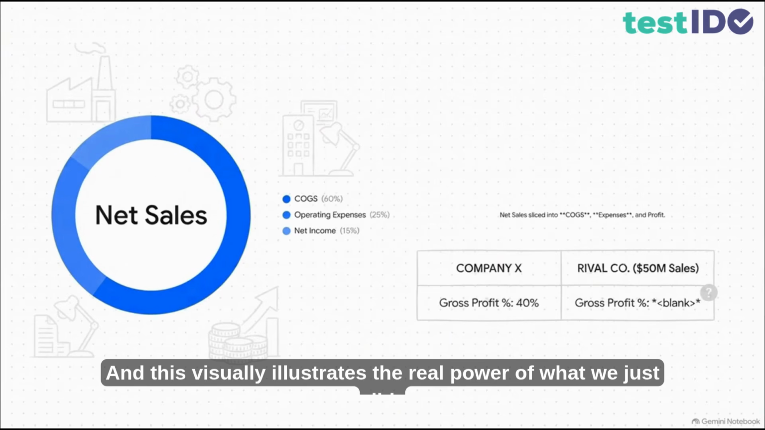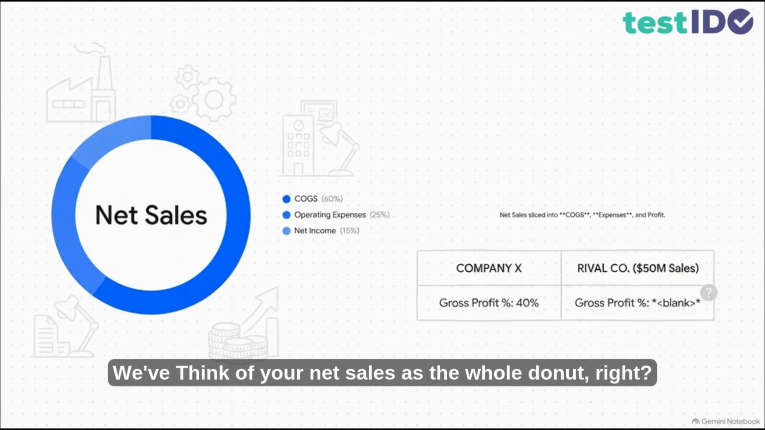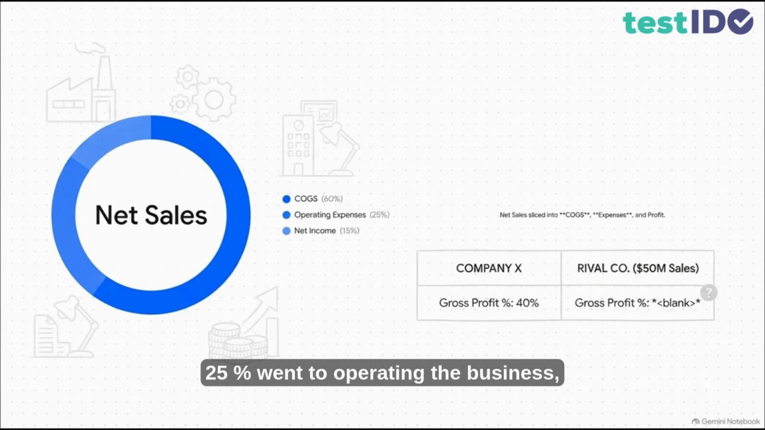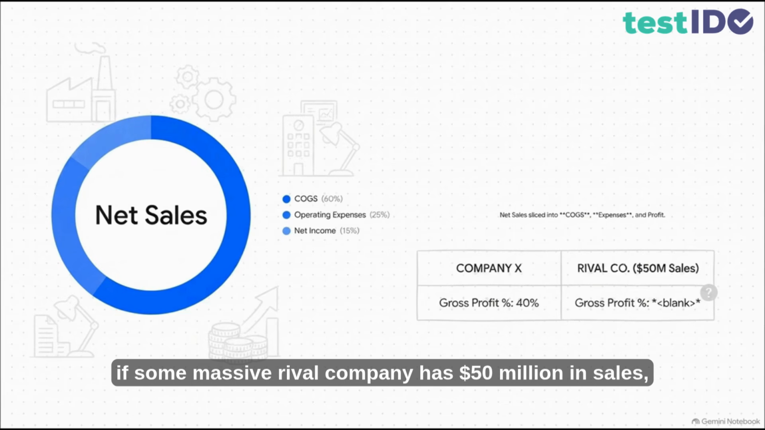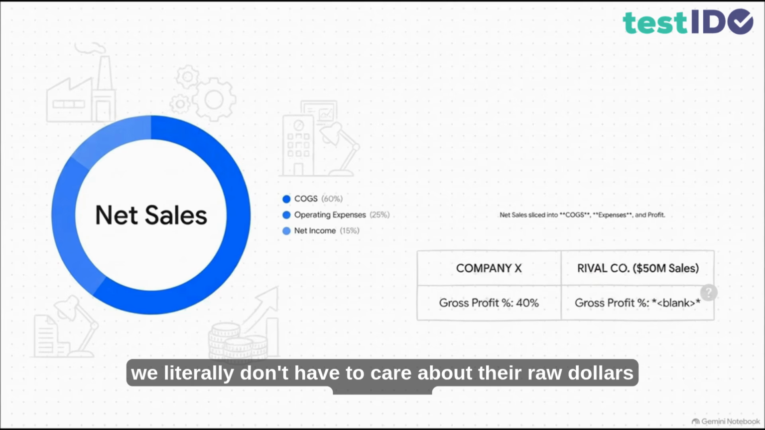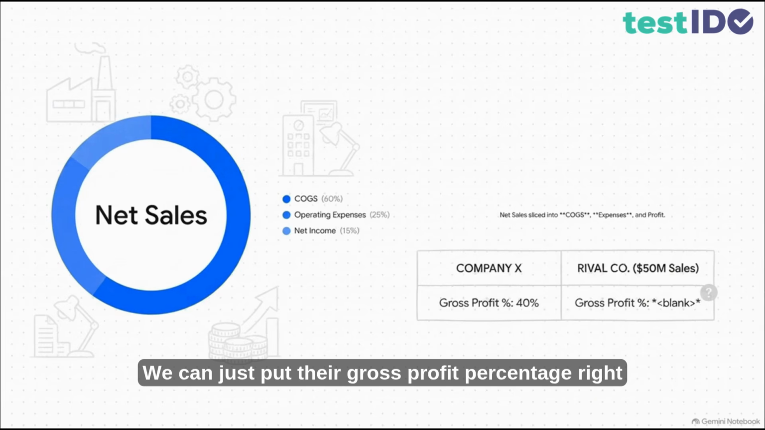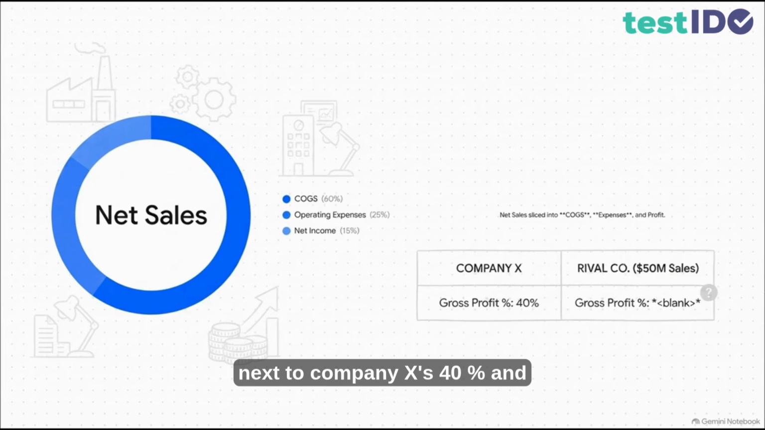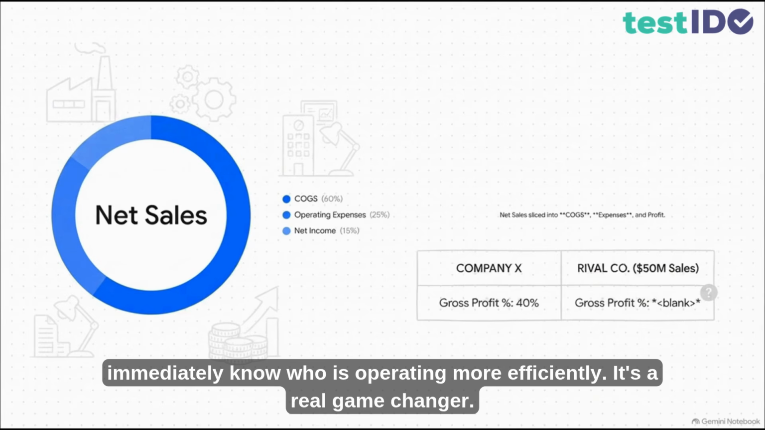And this visually illustrates the real power of what we just did. Think of your net sales as the whole donut, right? At 100%. It is perfectly sliced up. 60% went to making the goods, 25% went to operating the business, and 15% is our bottom line profit. Because these are percentages now, if some massive rival company has $50 million in sales, we literally don't have to care about their raw dollars anymore. We can just put their gross profit percentage right next to company X's 40% and immediately know who is operating more efficiently. It's a real game changer.